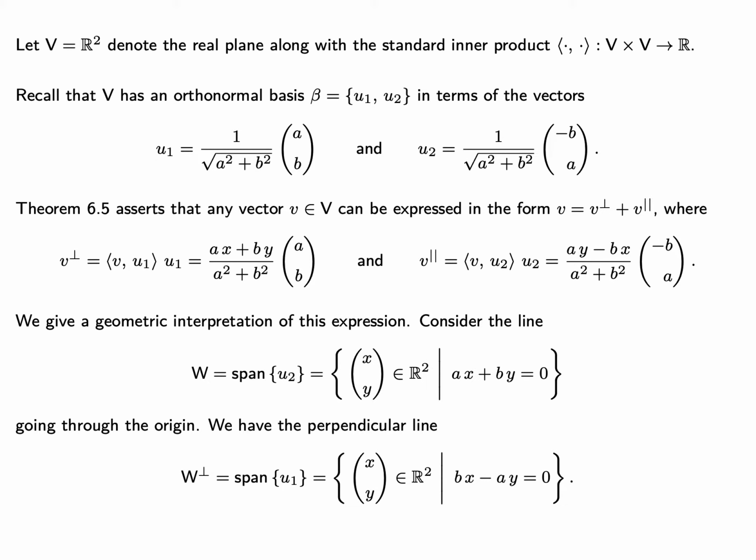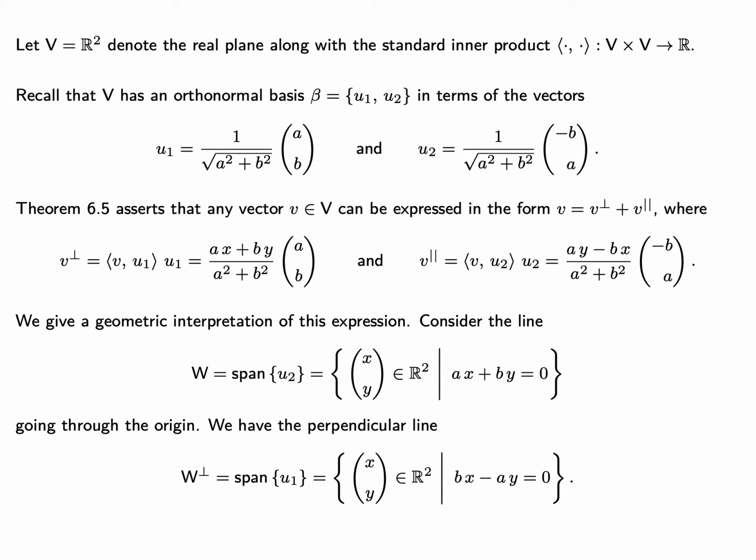We want to give a geometric interpretation of all of this. So let's let W be that line, which is the span of the vector u sub 2. We can think of this line as just a set of points such that ax plus by equals 0. We'll also denote what we'll call W perp, or W perpendicular, as the span of u sub 1. This is the line that is perpendicular to the first line W. We can think of this as the set of points such that bx minus ay equals 0. So again, W here is a line, and W perp is just the line that's 90 degrees to the first line.